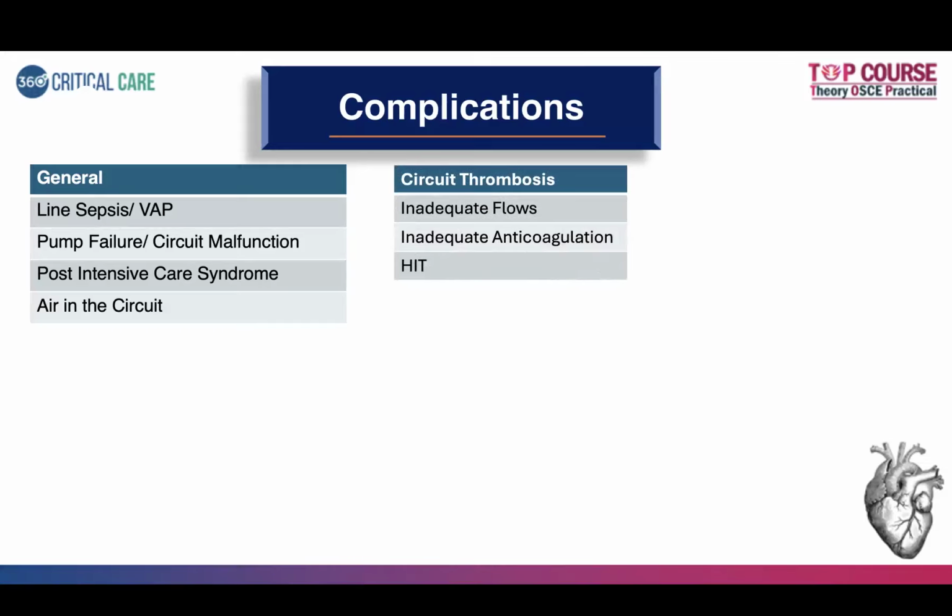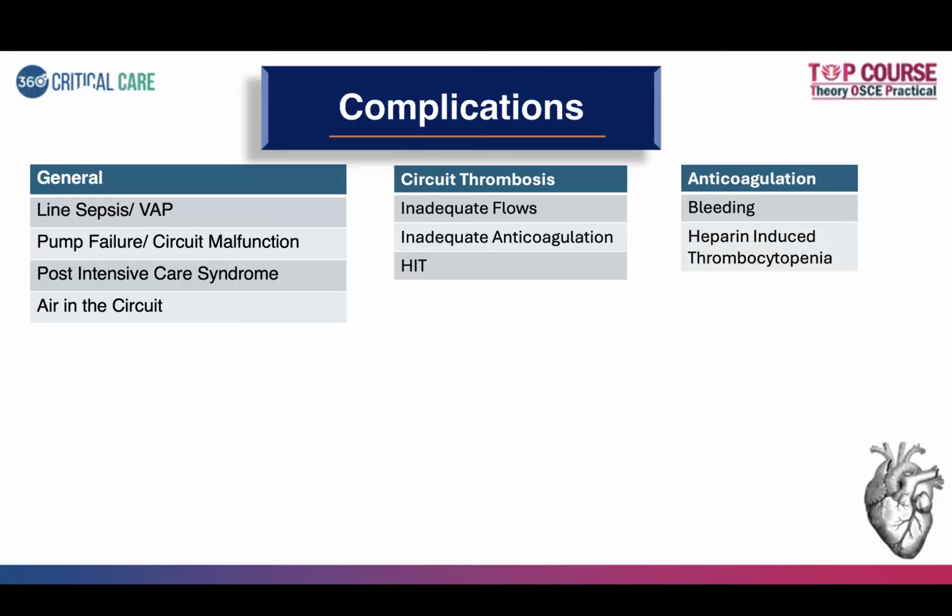Then there can be circuit thrombosis because of inadequate flows. Like I told, if it's less than 2 liters, then it's something to be worried about. Or there is inadequate anticoagulation, which can be because of inadequate heparinization, or there can be heparin resistance, whereby there is a requirement of more than 35,000 units in 24 hours. So in that kind of scenario, because of antithrombin deficiency, you need to transfuse FFPs to replenish the antithrombin levels and then continue with your heparinization if it is feasible, or go for alternative anticoagulation. Then circuit thrombosis can also be because of HIT. The HIT is a separate topic by itself. We'll discuss it later.